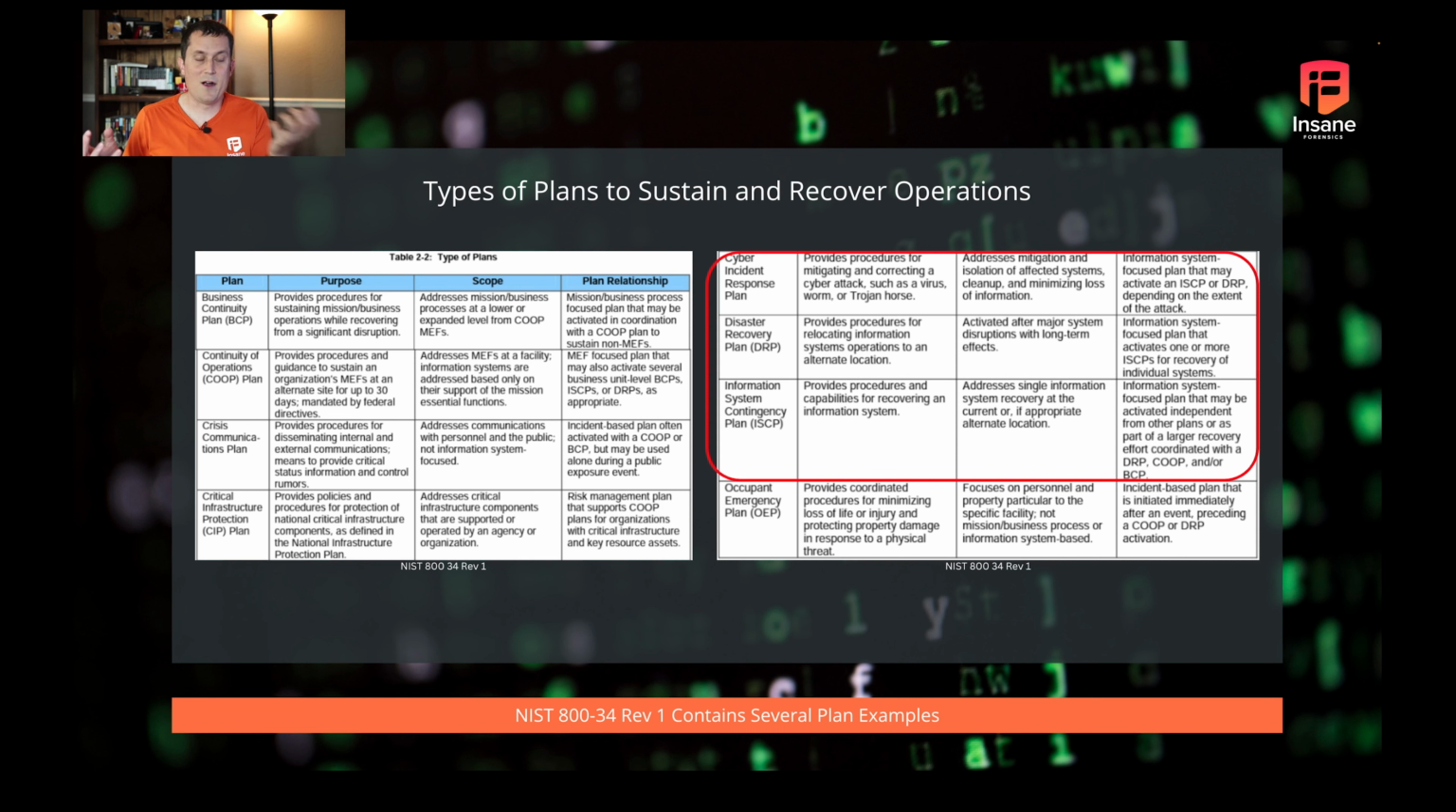Well, that IR plan doesn't go through restoring your business all the way back to 100%. And so the information system contingency plan is the key bit that gets into, hey, once the incident response case closes and we're still at partial operations, this is what we're going to do to get operations back all the way up. And then the occupant emergency plan, we're not going to talk about that one today.